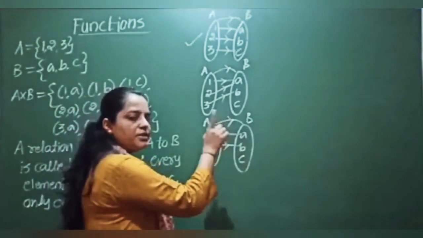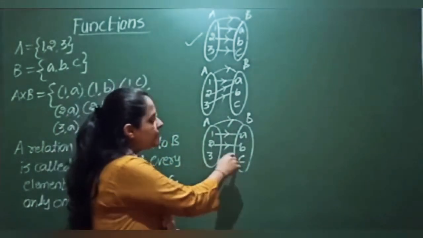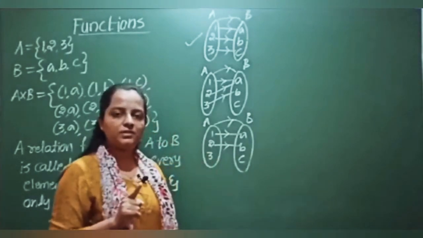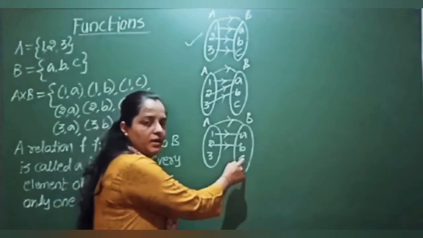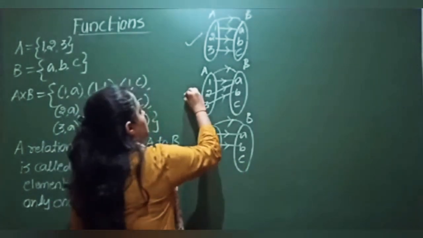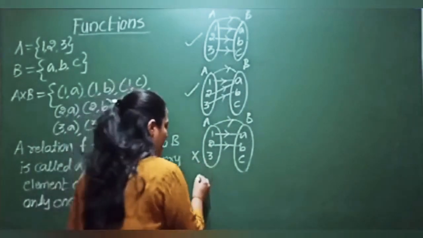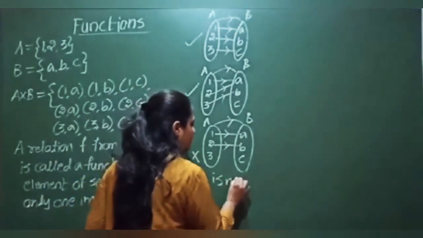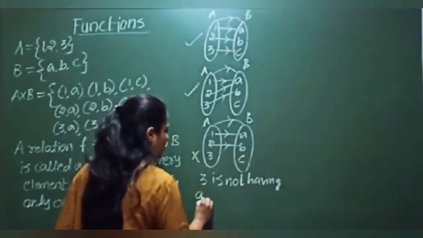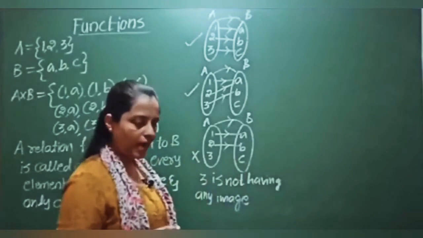So 1 has an image, that is correct. 2 also has an image, that is correct. Now think, does 3 have any image? No, 3 does not map to any element of set B, or 3 is not related to any element of set B. So this is not a function. The earlier one was a function, and this is not a function, because 3 does not have any image. Hope you all are understanding this.